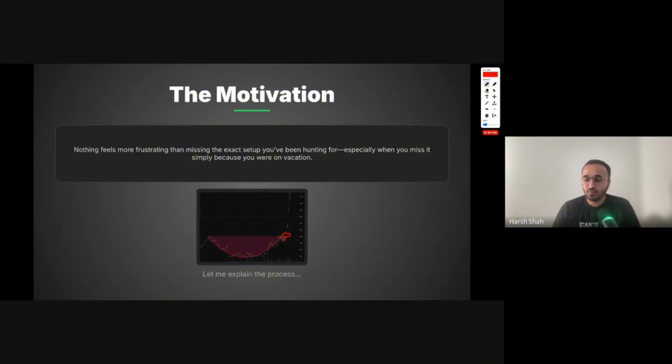Because now I know what is working for me, but I don't have the time to look at it every single day. So that was the whole motivation behind the scanner: to automate the workflow as much as we can. And that's what software engineers do.